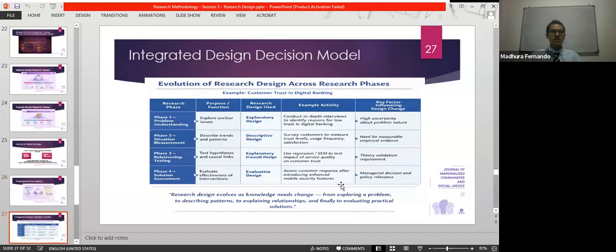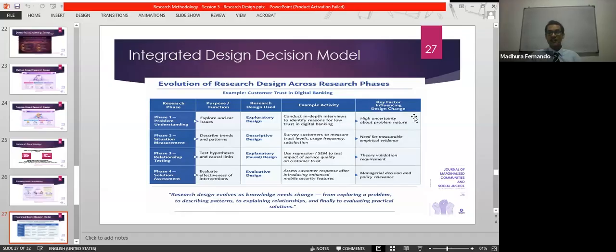Okay. Now, the integrated design decision model. This is the evolution of research design across research phases. There are different phases in the same research. Say the first phase is problem understanding. You don't have a proper understanding of the problem, so you have to explore it. So you apply exploratory design in that phase, and then you conduct in-depth interviews to identify reasons for low trust in digital banking. With in-depth interviews, you find out unclear areas. You shed light on the unclear areas, right?